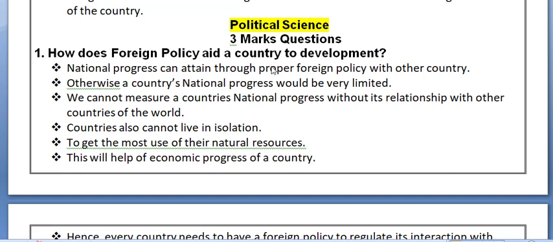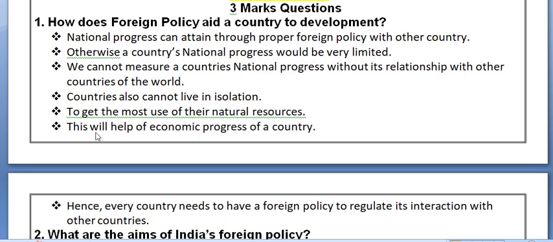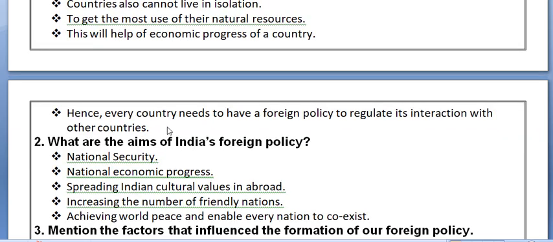How does foreign policy aid a country's development? National progress can be attained through a proper foreign policy with other countries. Otherwise, a country's national progress would be very limited. We cannot measure a country's national progress without its relationship with other countries of the world. Countries also cannot live in isolation. To get the most use of their natural resources, this will help the economic progress of the country. Hence, every country needs to have a foreign policy to regulate its interaction with other countries.